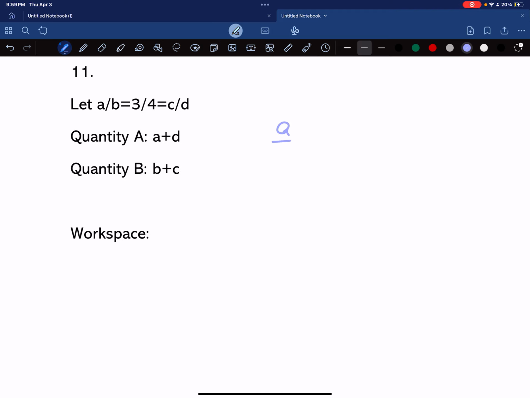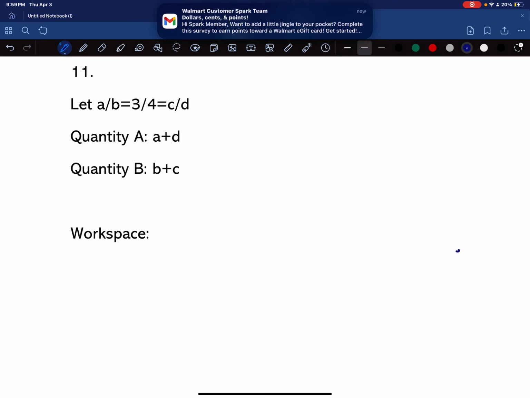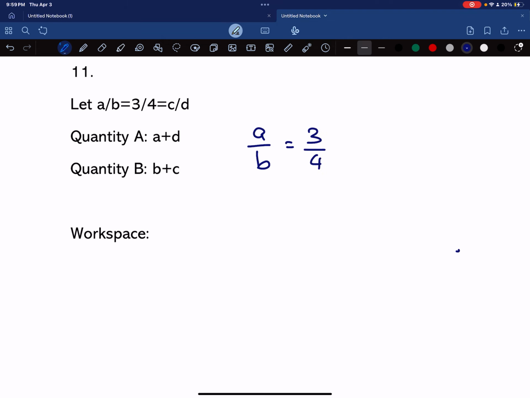Let A over B is equal to 3 over 4 is equal to C over D. Quantity A says A plus D and quantity B says B plus C. Now, most of you already know the answer just by looking at this, but I'm going to explain it. You always start by using examples. For all these variable problems, where there's a relationship, start by listing out values, because there's a big chance that the answer is probably D.